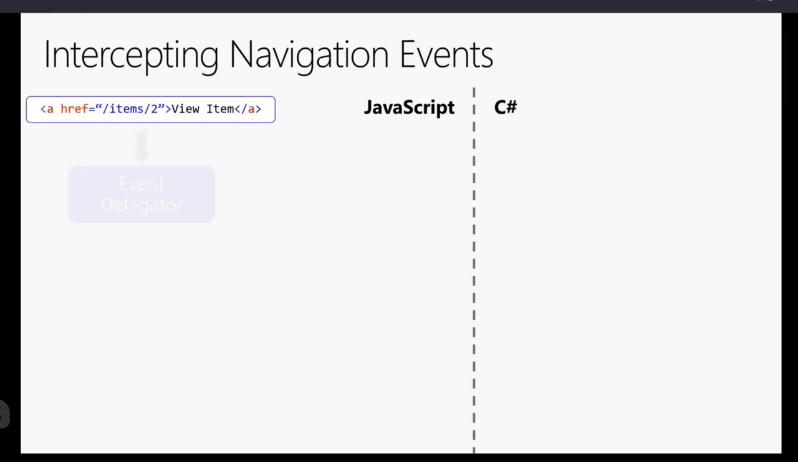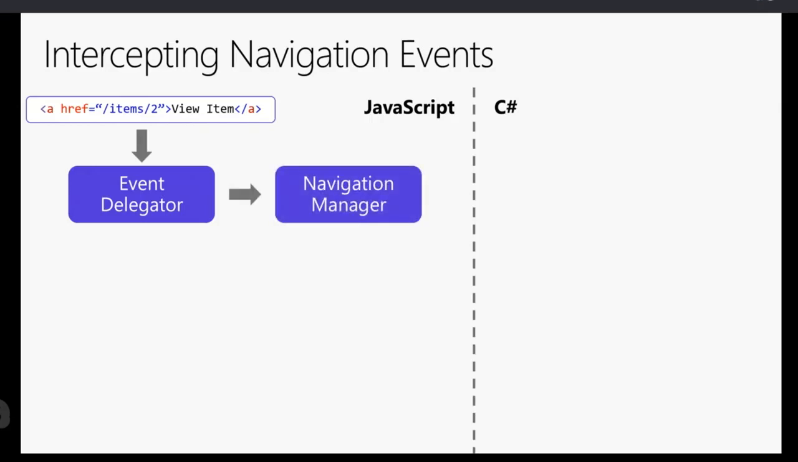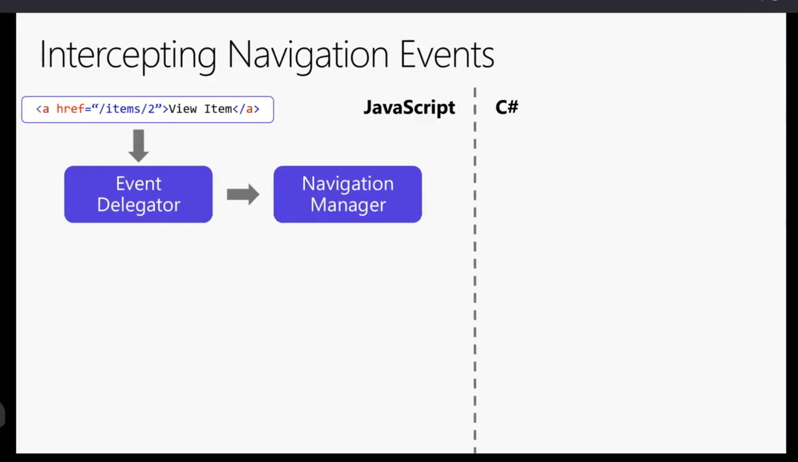Well, when we click on this link, then the link click event is going to get intercepted by Blazor's event delegator. Now, Blazor's event delegator handles all of the eventing in Blazor applications, but it does have a special use case for navigation clicks. So there is a navigation manager which sits in the JavaScript part of Blazor, and that registers a callback with the event delegator specifically for link click events. So when we click the above link, the event delegator is going to intercept that click event, and then it's going to invoke that callback on the navigation manager.